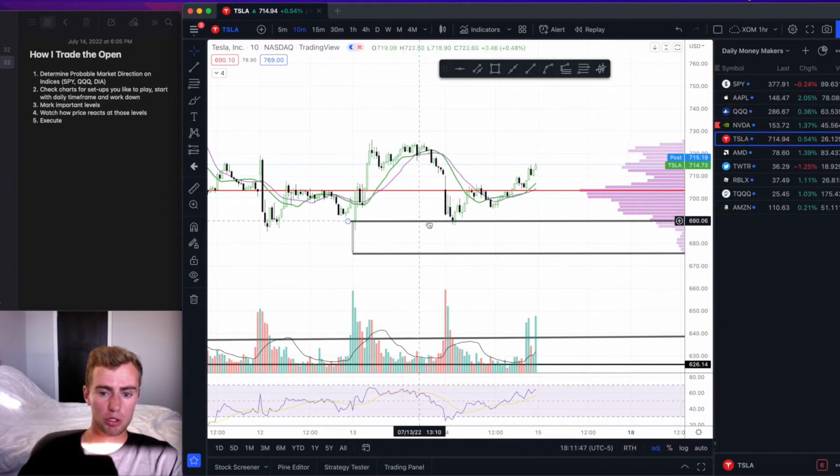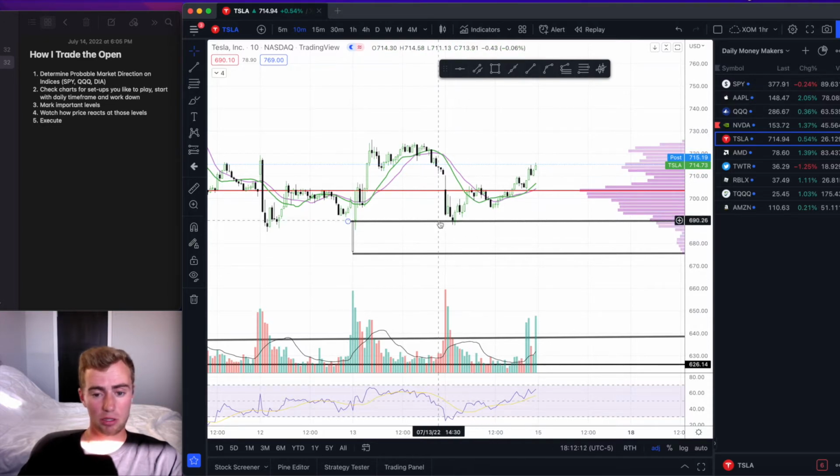But what I do want you to focus on here is the price does break this level, right? This is not an exact level. That's why step 4 here says watch how price reacts at those levels. Stocks are never exact, and sometimes it may have wicked further down to maybe 685. Here it only wicked to 688. It could have gone down to 685 and then wicked back up.